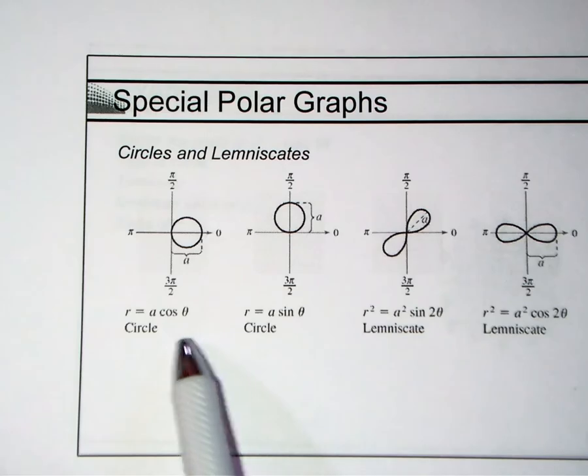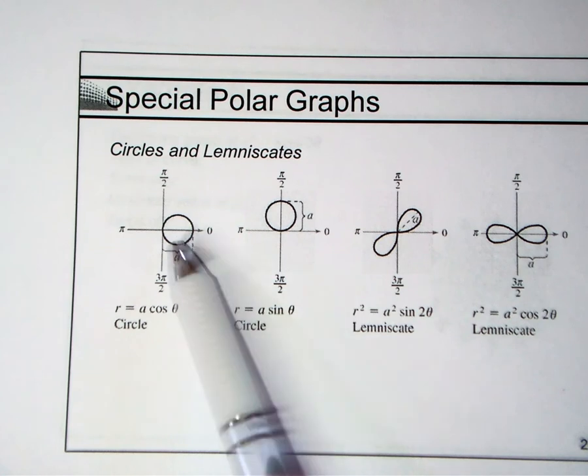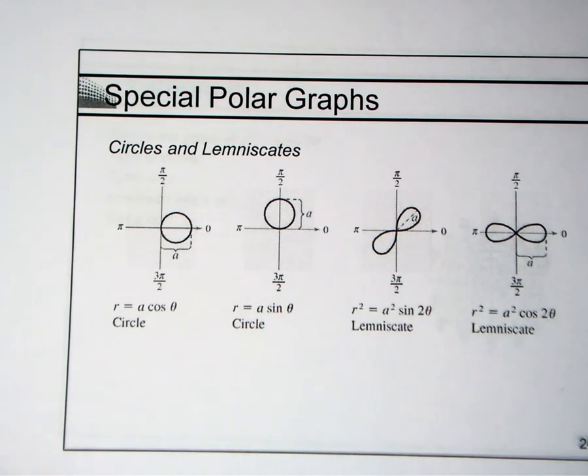Other special ones, we've got circles. A times cosine theta is going to be a circle on the polar axis. A times sine of theta is going to be a circle on the pi over 2 axis.